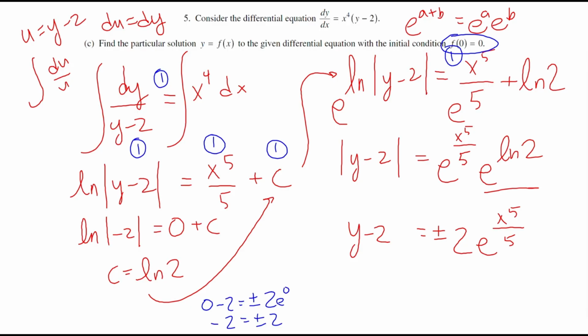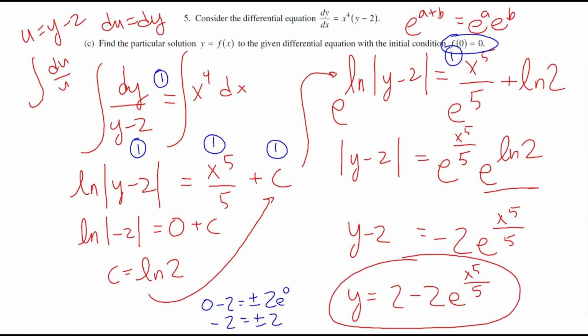So we'll go in here and erase the plus and just take the negative on that 2e to the x to the 5th over 5. Now we'll just add our 2 over. So we have y equals 2 minus 2e to the x to the 5th over 5. That's our final answer. That's the final point of part C here on this differential equation FRQ, which is 2004 Form B, problem number 5 from the AP Calculus AB exam.